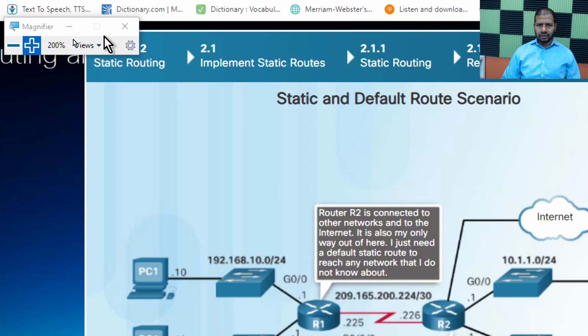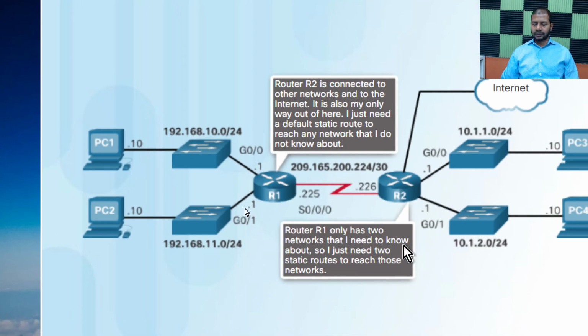Here, this R1 router has two routes. 192.168.10.0/24, that network, is connected to gigabit 0/0, that interface. That is directly connected. This network, 192.168.10.0/24, can have 254 hosts, dot 1 to dot 254. So dot 1 is assigned to the router. The router has this gigabit 0/0 interface where this network is connected.